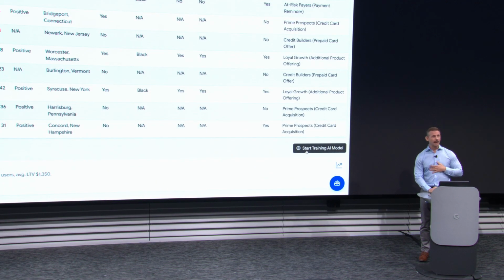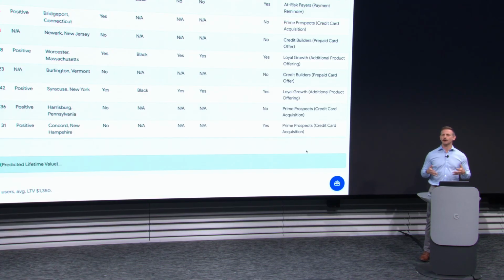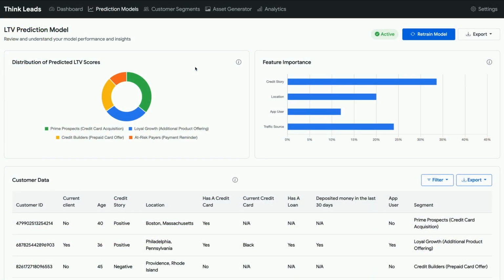So if I just start training the model, the AI will run in the background and start generating these predictions. And if we review the model, we can not only get information about each individual customer's future LTV, but we can also start to segment our entire database based on predictive LTV. The model has split our customers into 4 segments based on their future value to the business.